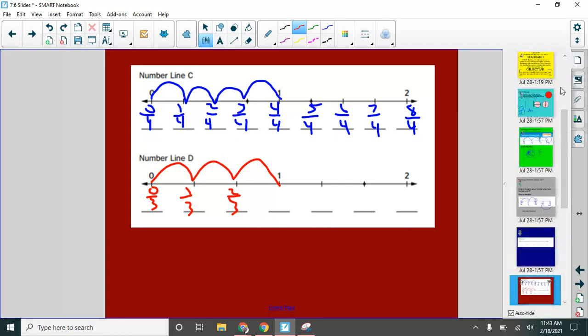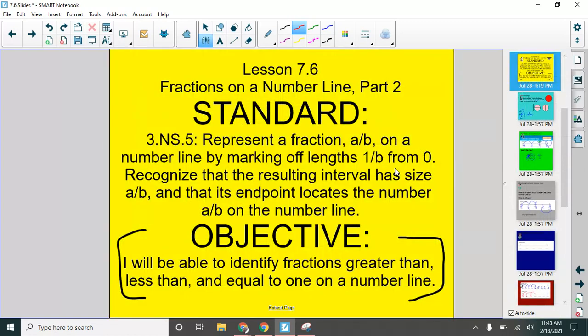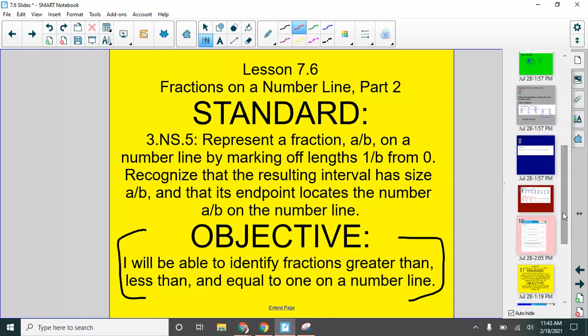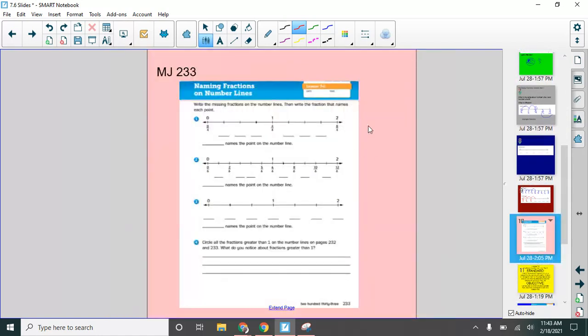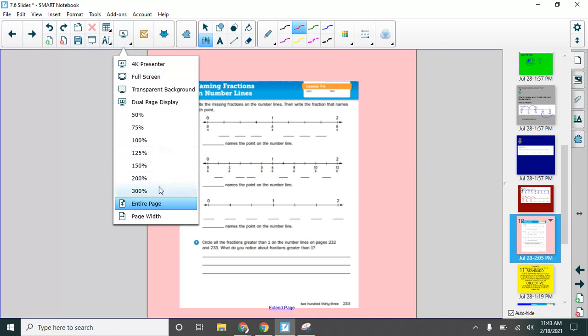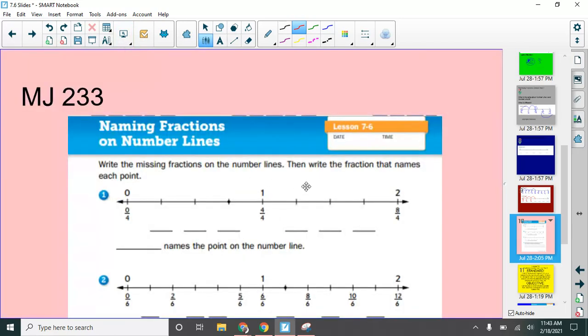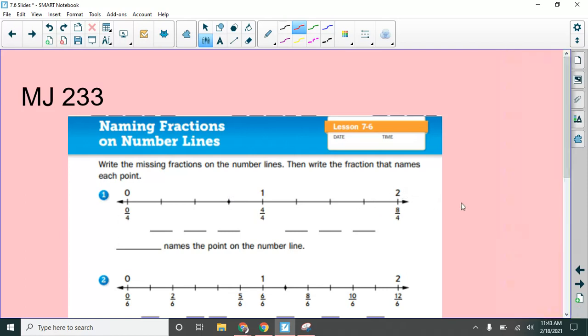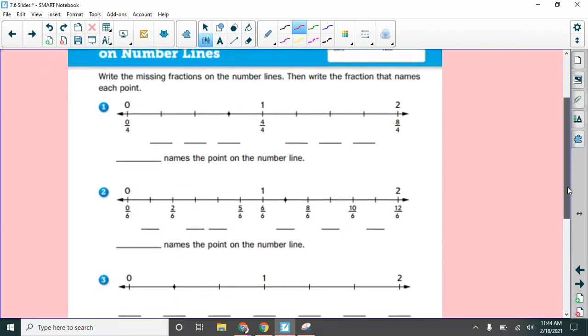Our goal, right, is to be able to identify fractions greater than, less than, and equal to 1 on a number line. And actually, we're doing a little bit of fractions that are worth more than 1. Your math journal page. It is page 233. And you can see, let's zoom in on it a little bit. You're going to be practicing this skill, okay? Look at this. Don't jump all the way to this 2. You know what to do now, don't you? And then you're going to fill in the fractions. So there's that one and that one.